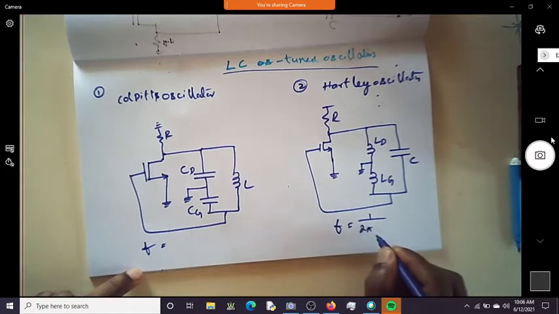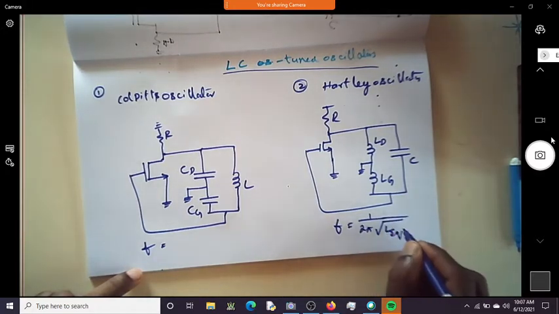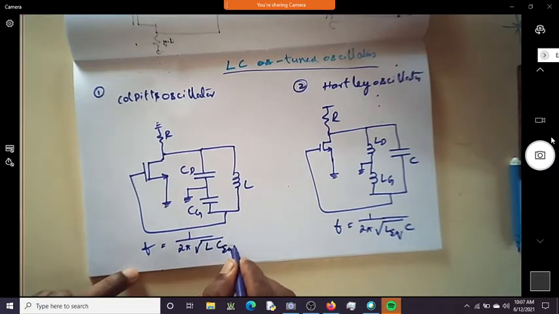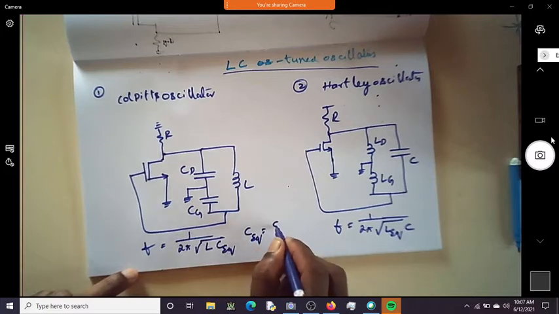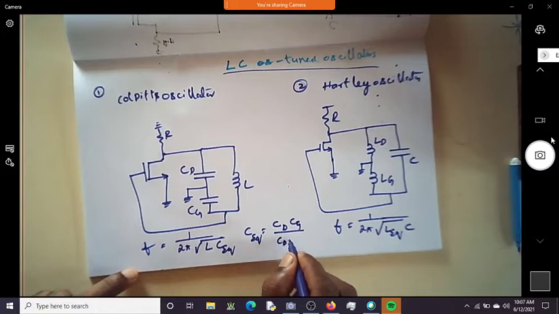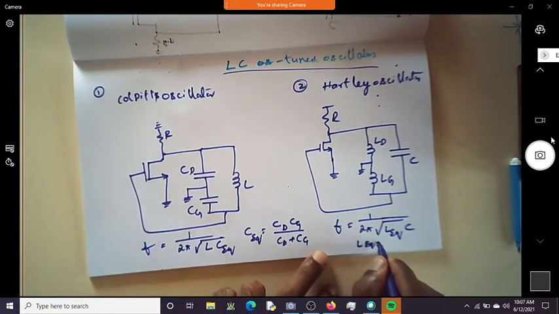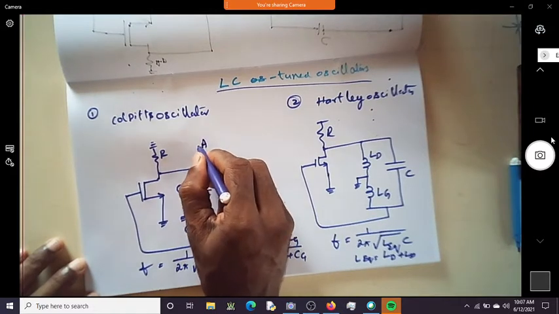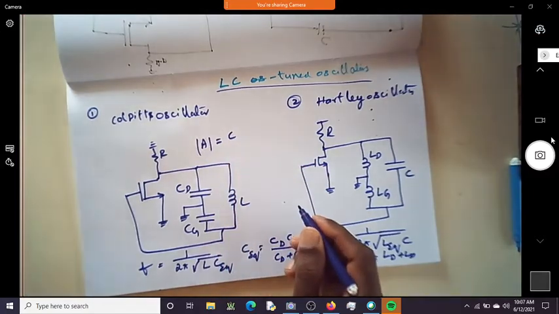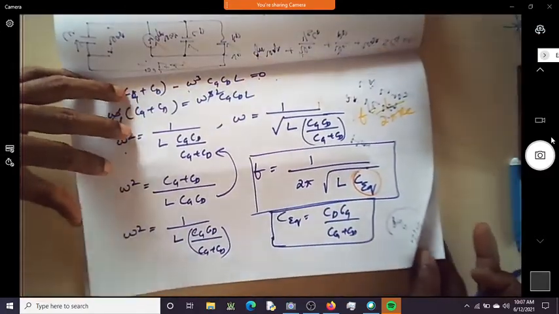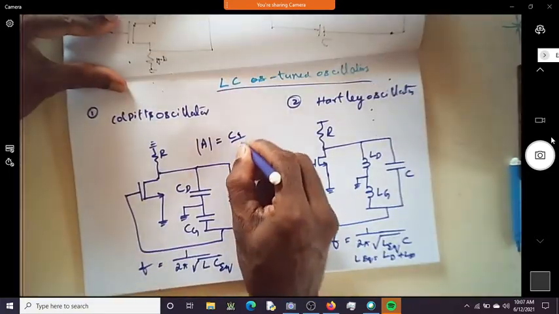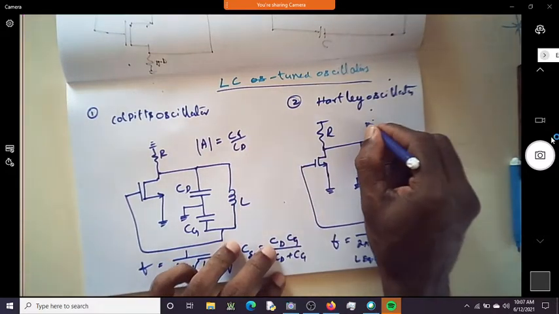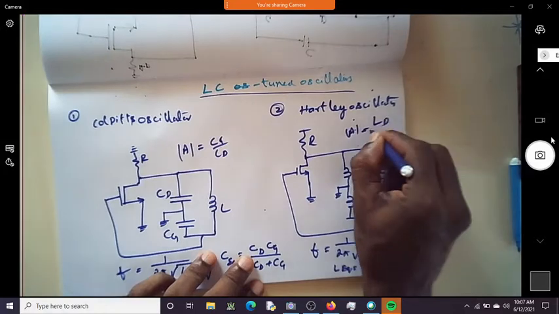Is it 1/2 pi root of L equivalent into C equivalent, where C equivalent is CD CG by CD plus CG, whereas L equivalent is LD plus LG. And what was the requirement here? The gain of the amplifier should be equal to CG by CD, the capacitor connected to gate by the capacitor connected to drain. Here it is just the reverse: A is equal to LD by LG.